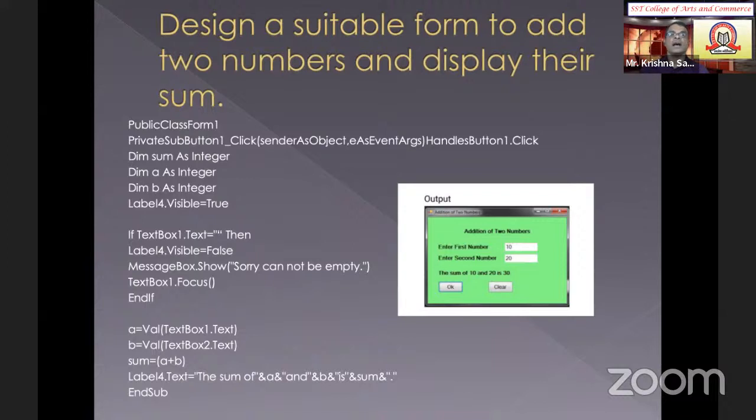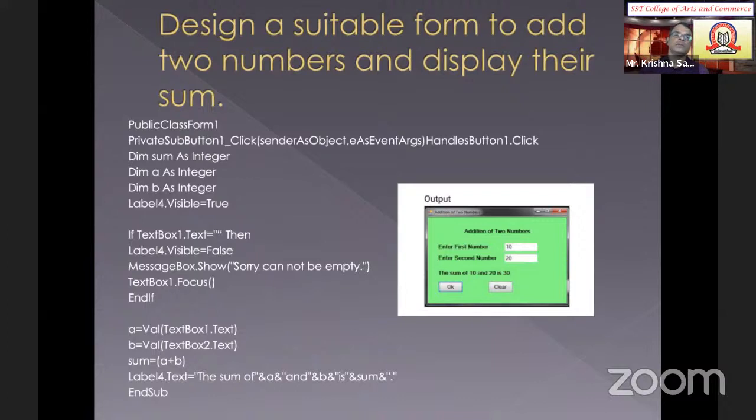And the last thing, I have to make that label 4 visible first. So I did that: Label4.Visible equals True, because I want it to display only when I'm clicking on OK. So I first make it visible.